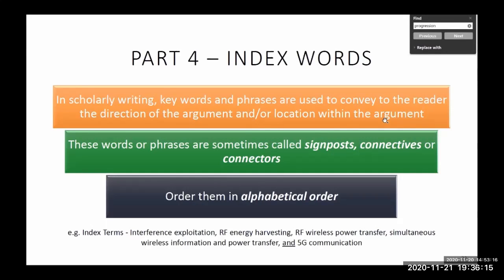When you are using index words, the general rule of thumb is to use about 5 words that best describe your method or your paper in full.